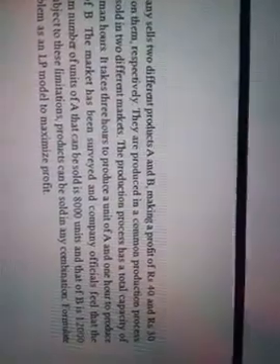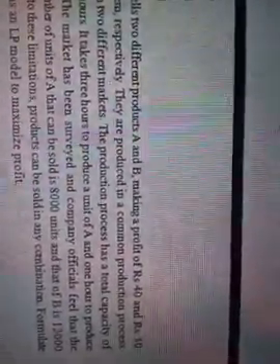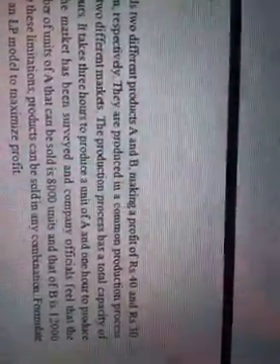I'll read this problem now. A company sells two different products A and B, making a profit of rupees 40 and rupees 30 per unit on them respectively. So here it is given profit of rupees 40 and 30. So you have to maximize. Your objective function is maximization.